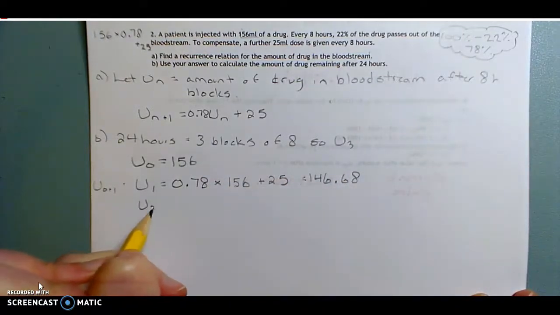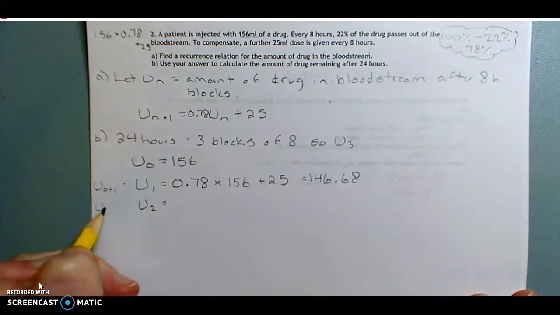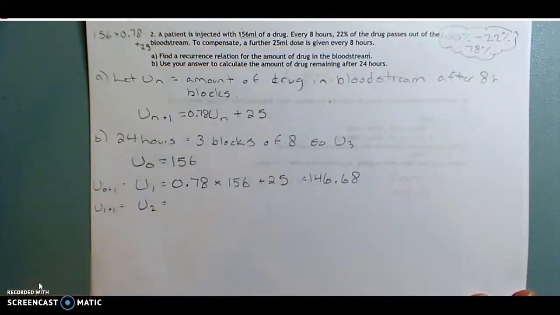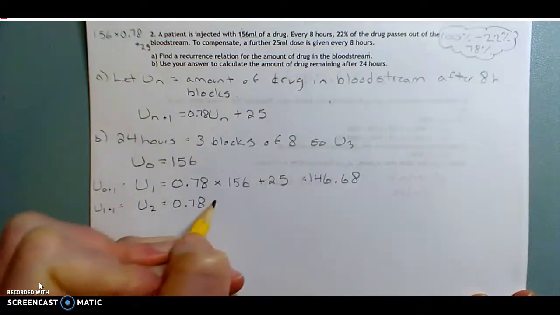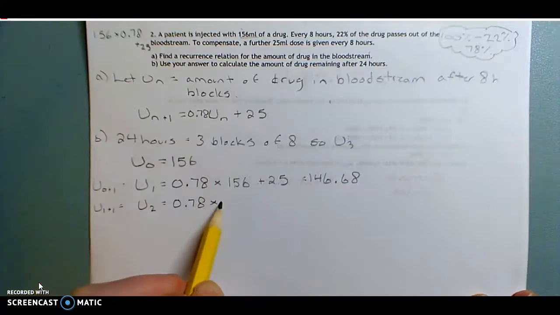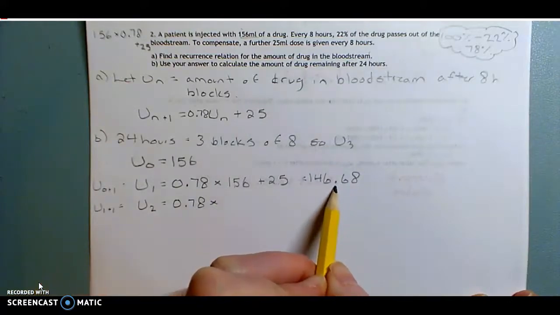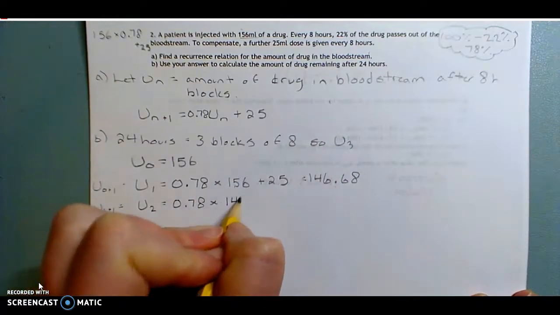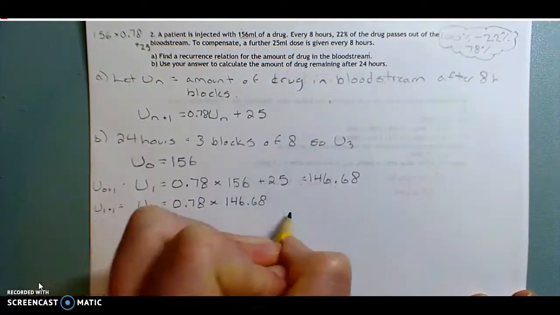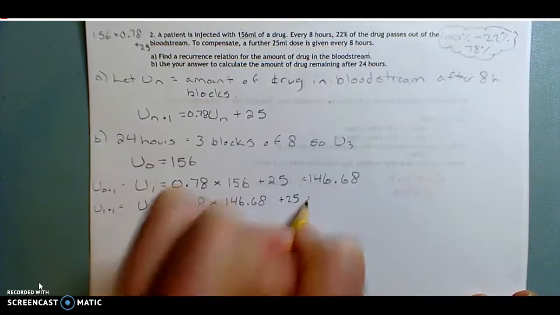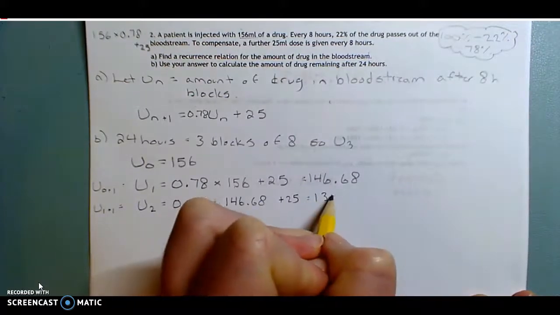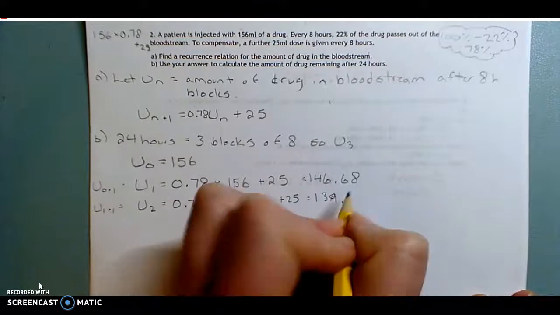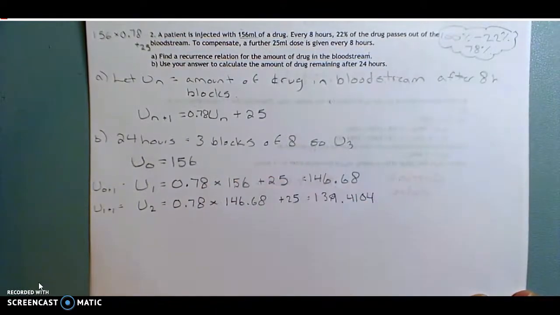Then to get U2, which is just U1 plus 1, we're going to take our 0.78, multiply it by our current value. So our current value is 146.68, and then we're going to add 25 to that. And then after that 8-hour block, we're going to have 139.4104 milliliters.